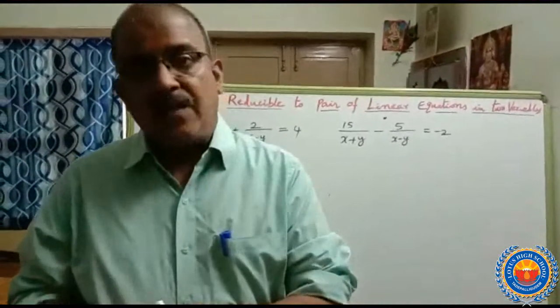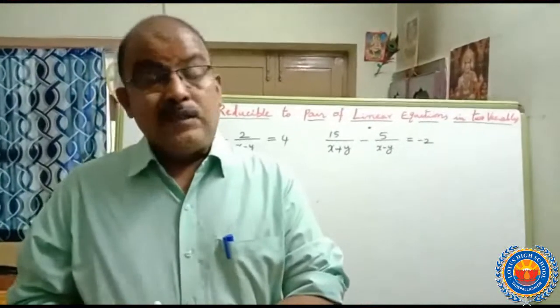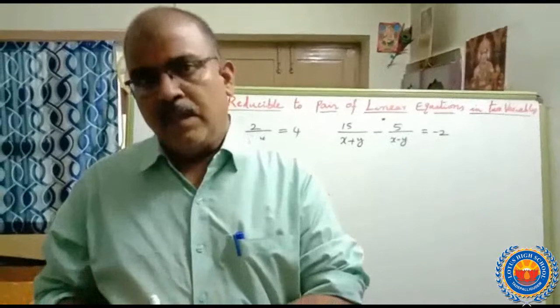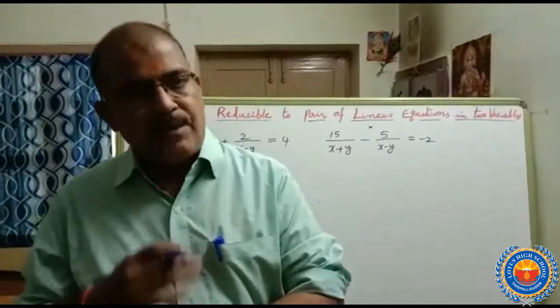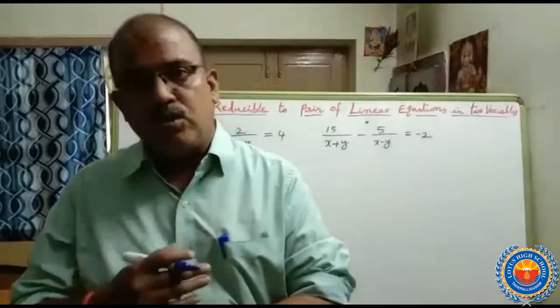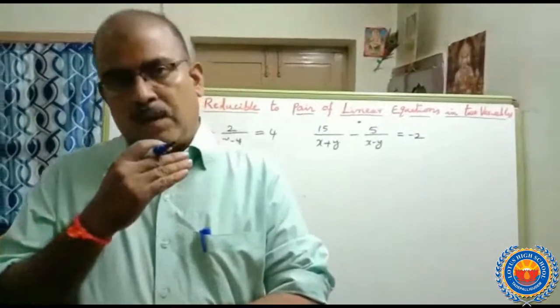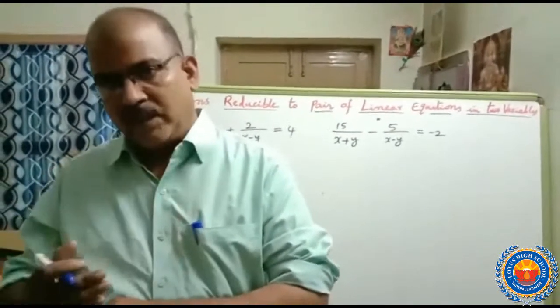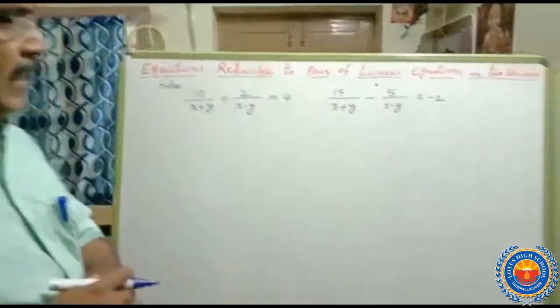In the chapter pair of linear equations in two variables, we already learned three methods: substitution, elimination and cross multiplication. And from the last two videos onwards I am teaching equations reducible to pair of linear equations in two variables. So part 1, part 2, this is part 3, model 1, model 2, model 3. The third model, the last model in this exercise.